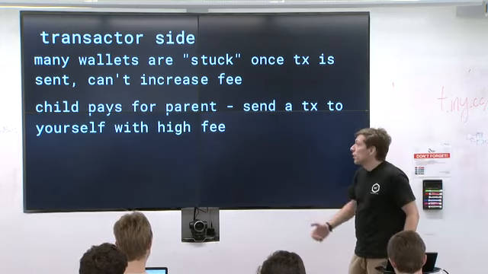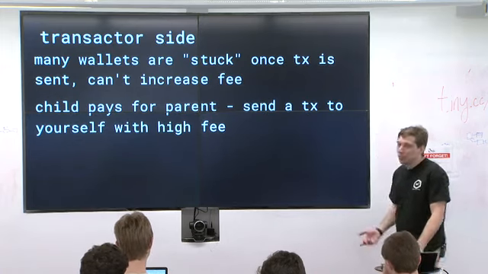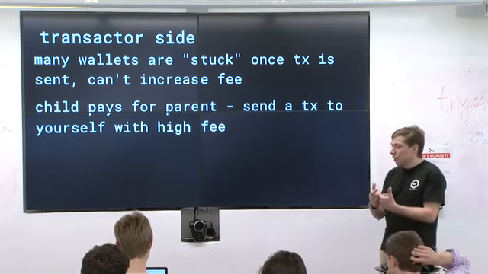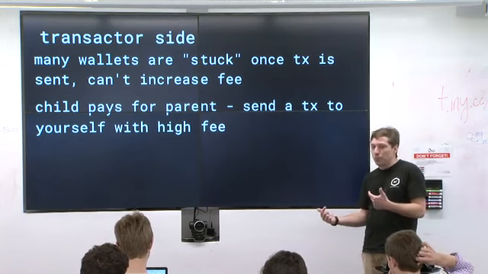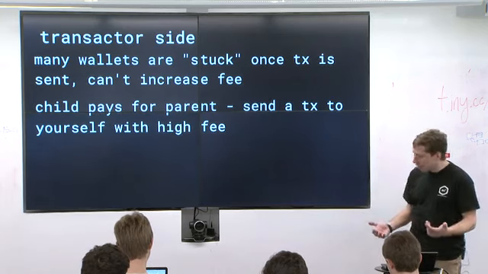So one way a wallet could deal with this is to say, okay, well, I'll do child pays for parent. This is actually a little bit easier software-wise because you don't have to invalidate anything. You say, I'm going to send a transaction spending one of those new outputs that's not confirmed with a very high fee. Now the average of the two will be high enough, maybe it'll get in.